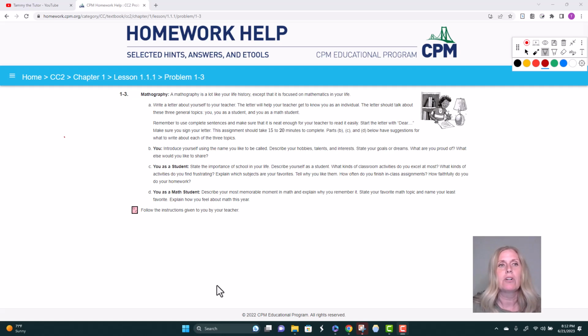Today I am starting with CC2, which is typically the 7th grade curriculum. It's the Core Connections 2, and just jumping right into Chapter 1, Lesson 1.1.1.